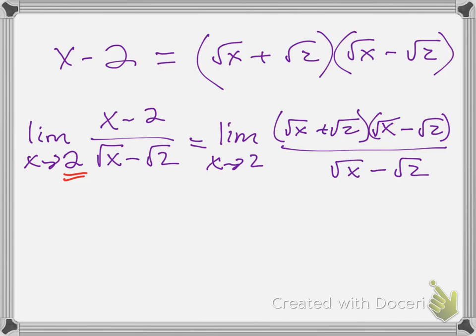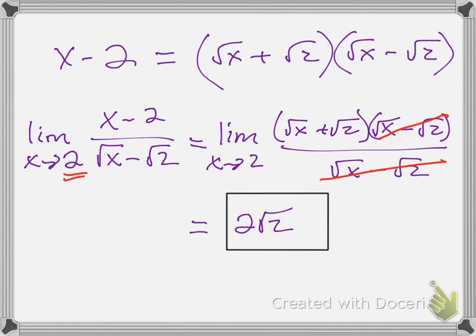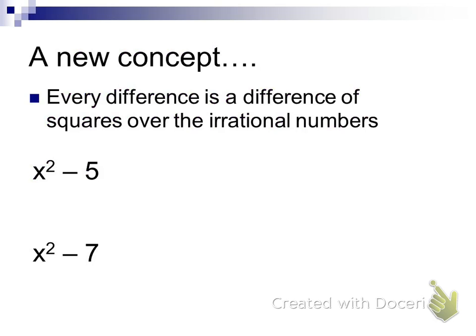So what can we do now? We can cancel these like factors. And I can plug in the 2, and what do we get? Square root of 2 plus the square root of 2 is 2 square roots of 2. So I can evaluate the limit by factoring that difference as a difference of squares. For all of you who have taken calculus, you really need to see this concept and know it. Okay? So being able to factor things as a difference of squares is an important skill.